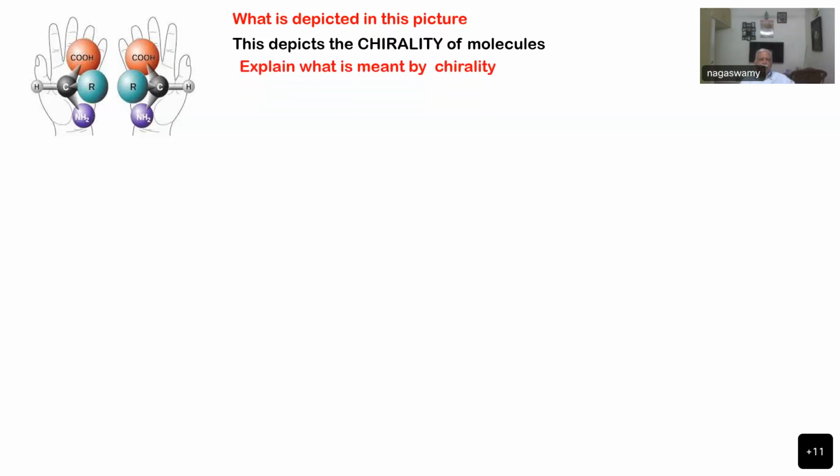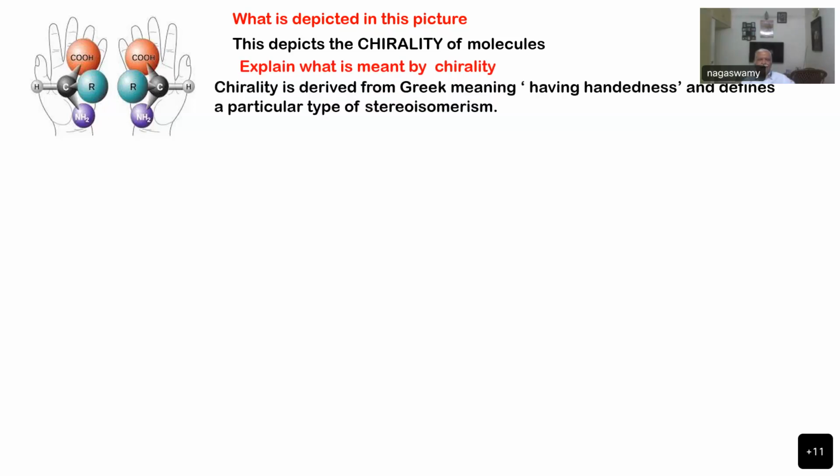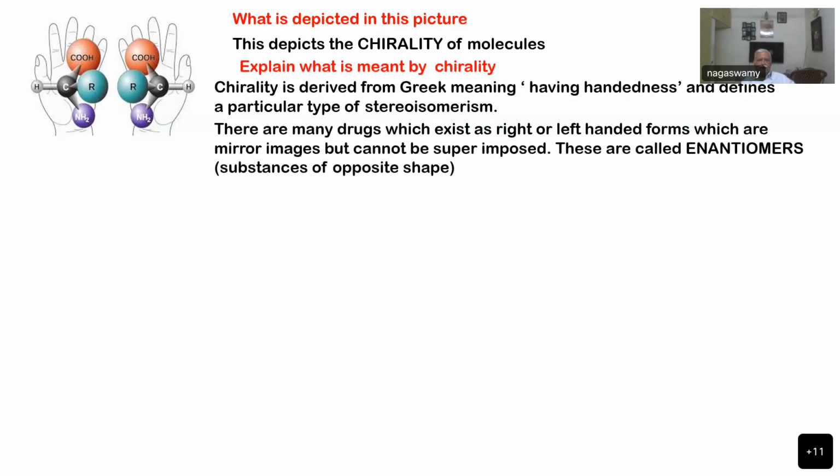Sir, mirror images of each other. Non-superimposable mirror images of each other. We used to call it telegraphic language in those days, mentioning a few words here and there. Chirality is derived from the Greek meaning having handedness. It defines a particular type of stereoisomerism. There are many drugs which exist as right or left-handed forms which are mirror images but cannot be superimposed.